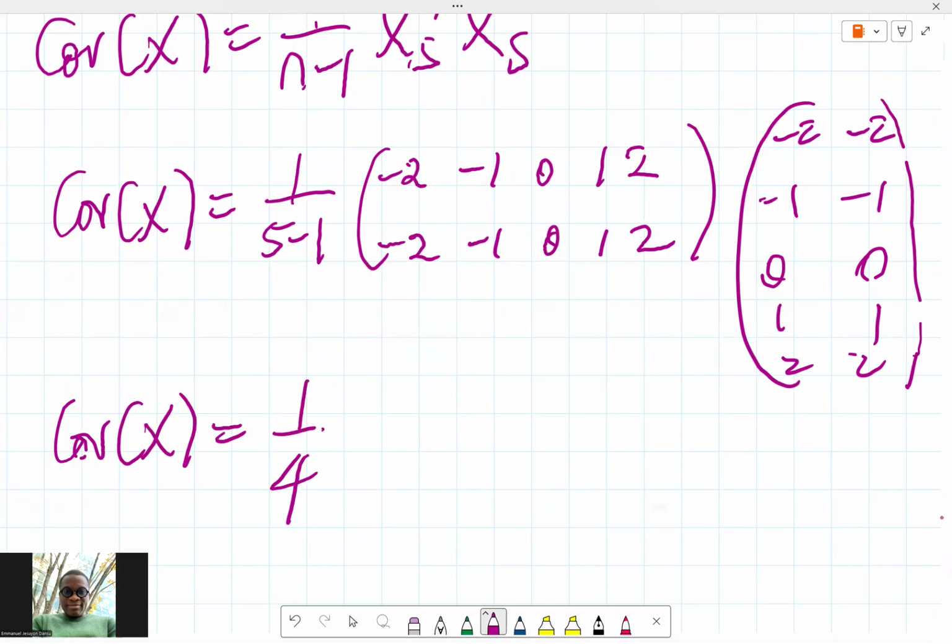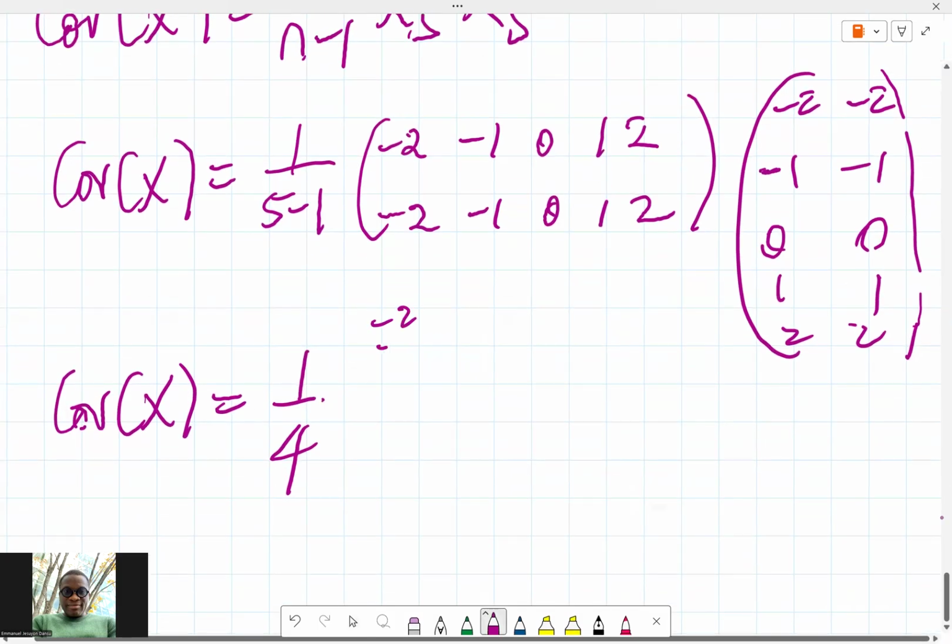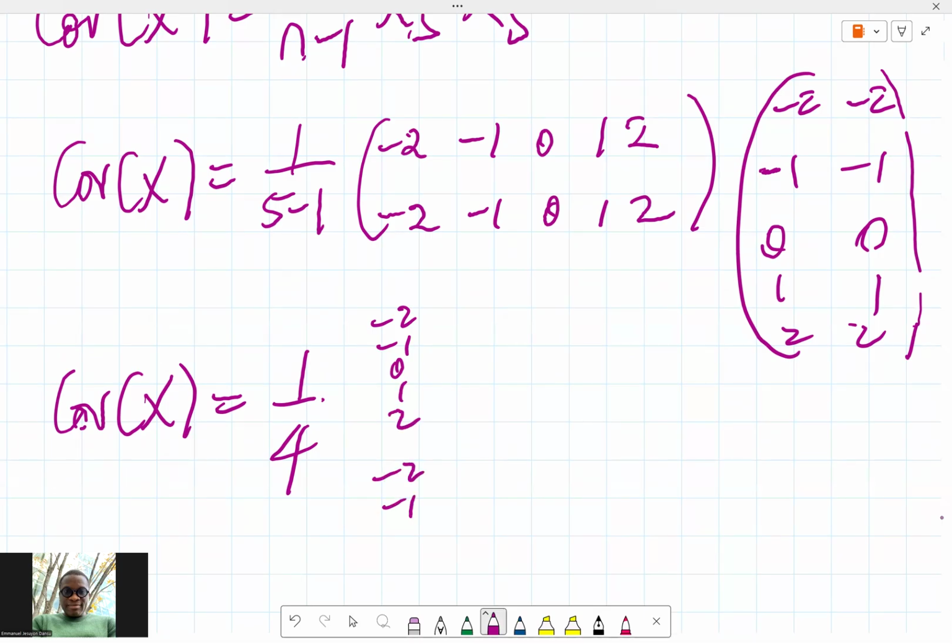Then we have to deal with all of this. Here is the smart way I like to multiply matrices. This one has 2 columns, and this one has 2 rows. Because it has 2 rows, you have to write each column twice. So for the first row you have -2, -1, 0, 1, 2, then -2, -1, 0, 1, 2. For the second row, you have -2, -1, 0, 1, 2, then -2, -1, 0, 1, 2.